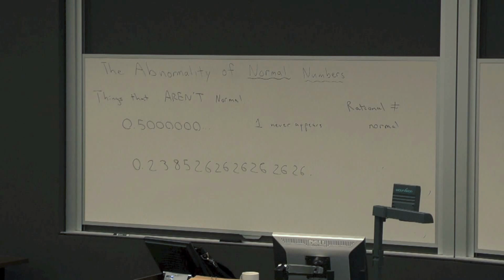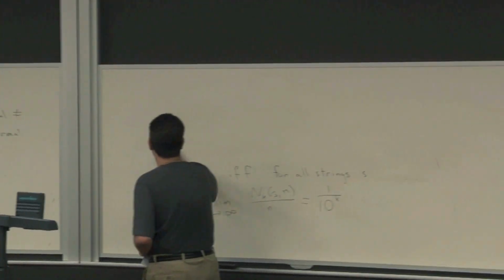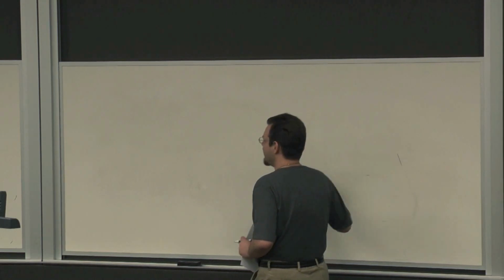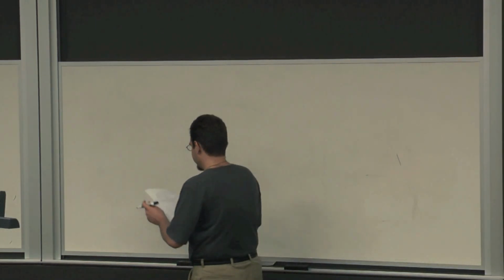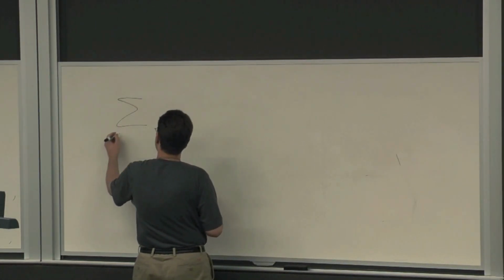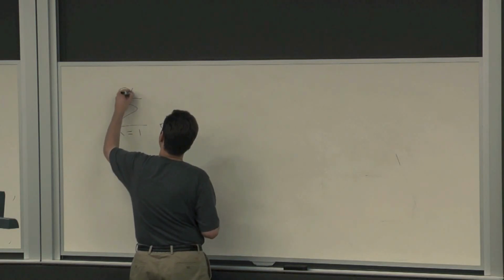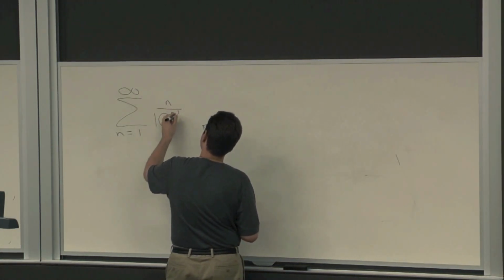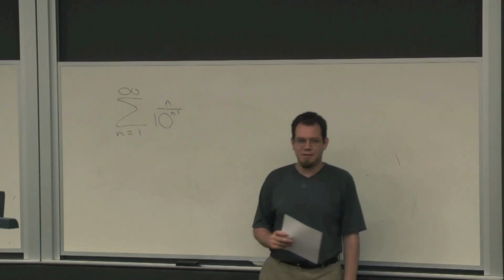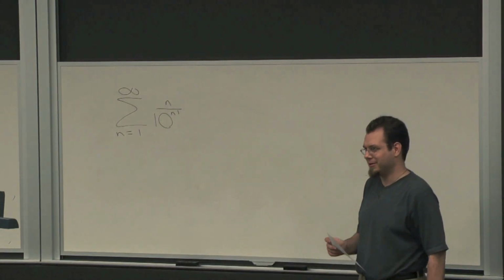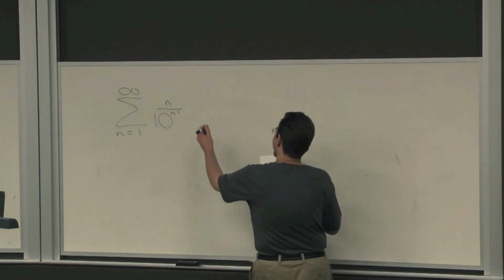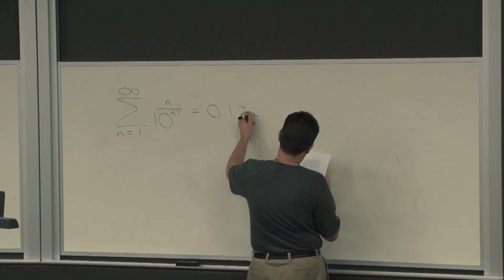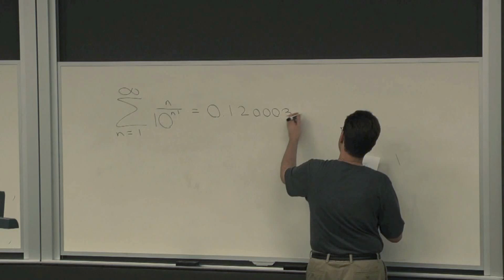It is possible, for example, to give you an example of a non-normal number where everything appears at least once. Yes, that is 10 to the n factorial. So what does this look like? 0.1, 2, 0, 0, 0, 3.